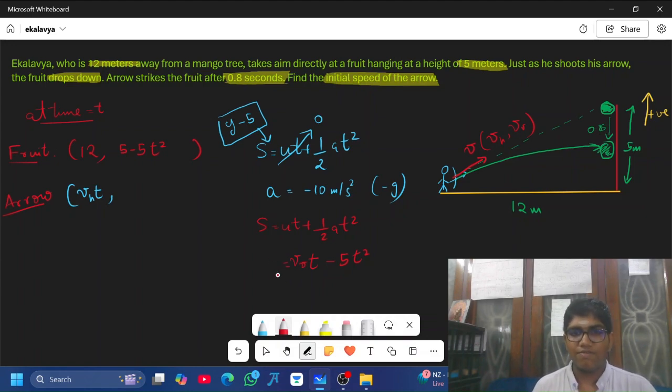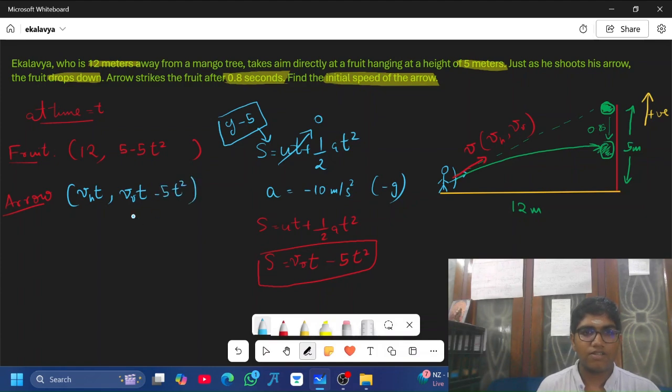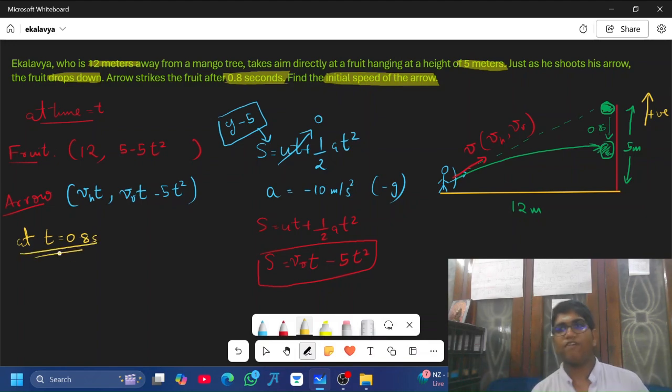So this will be s. Substituting this here, we get V vertical into t minus 5t square. Now at t equal to 0.8 seconds, as I conveyed during the beginning of the video, when the arrow strikes the fruit, the position of the arrow and the position of the fruit is the same. Hence, the coordinates must be the same, and by equating the coordinates, we get the value of Vh and Vv.